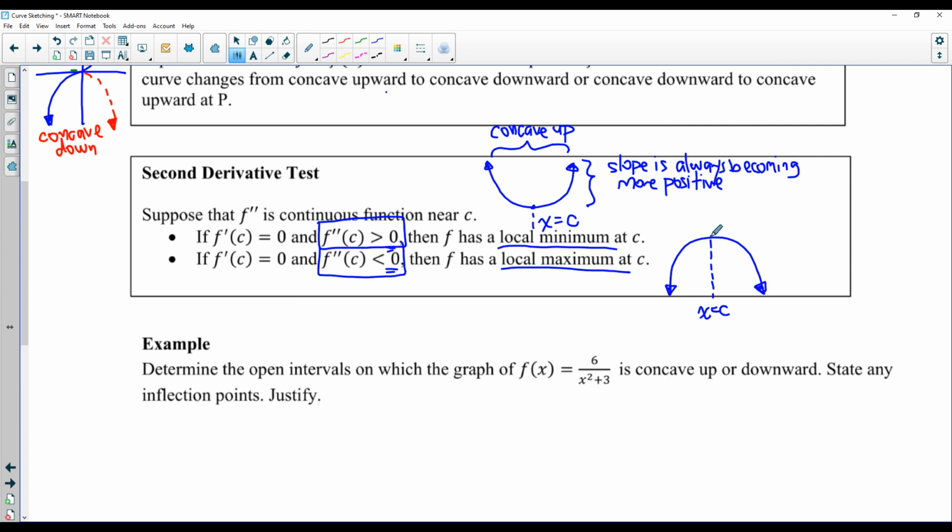So no matter what you're doing here, here's my local max. Again, this was a local min. Your slope is always becoming more negative.